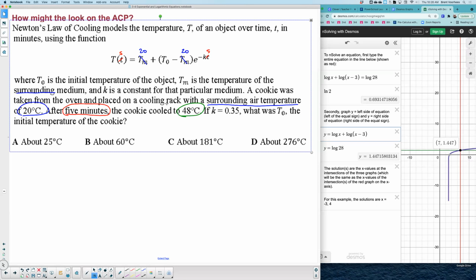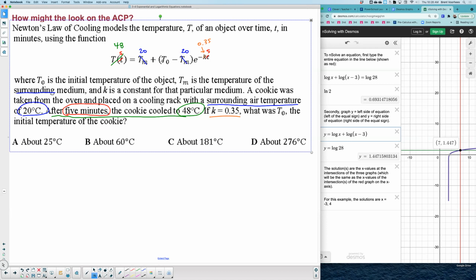Looking back at it, is it the temperature at 5 minutes, or is it the original temperature, this 48? After 5 minutes. So would it be the original or the temperature at 5 minutes? Okay, so now I'm just going to erase that and put 48 degrees because that is the temperature at 5 minutes. So that goes there. If K is 0.35, let's put that in right there. That K is 0.35.